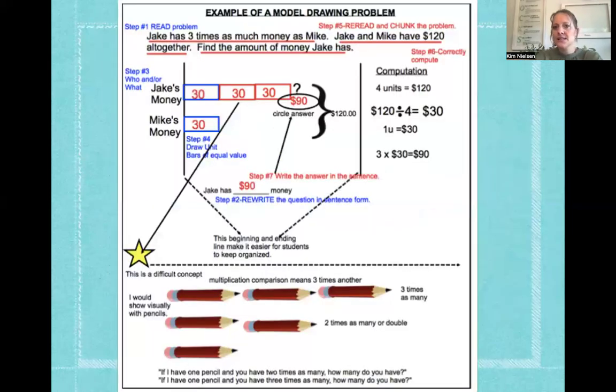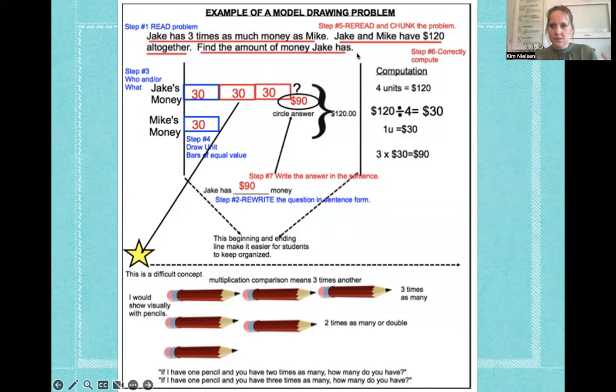Okay, so this is just an example. And again, we will go through this during our workshop. We'll go through some other concepts, but you can kind of see these units. And so you would read this problem together. Jake has 3 times as much money as Mike. Jake and Mike have $120 altogether. Find the amount of money Jake has, right?